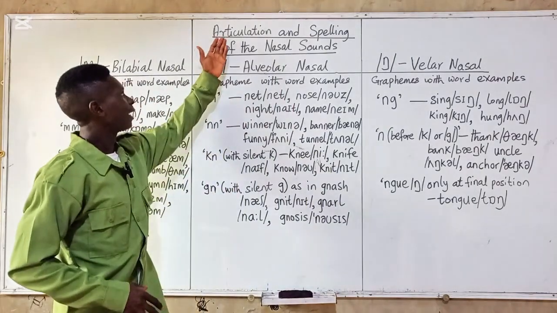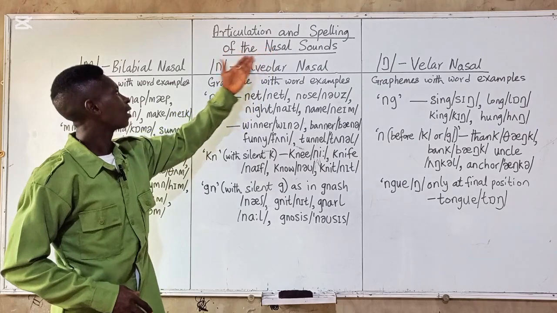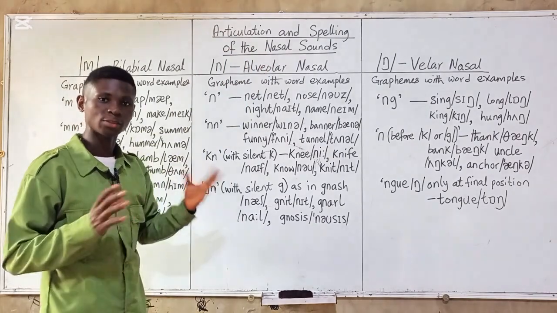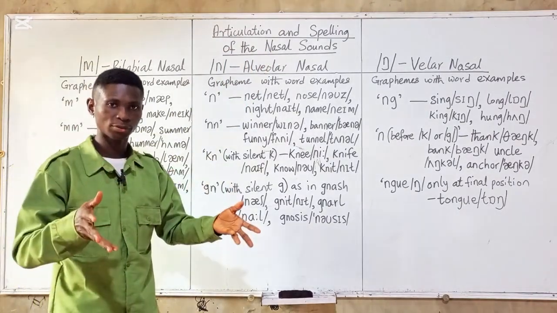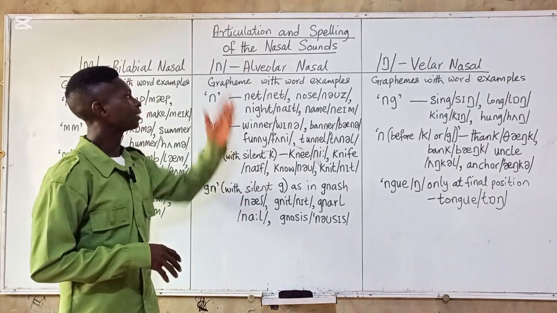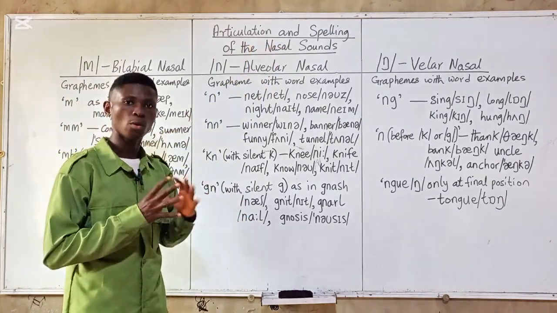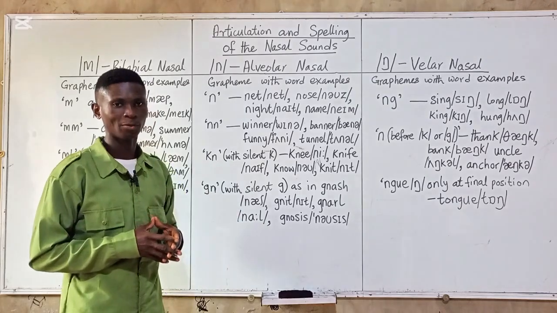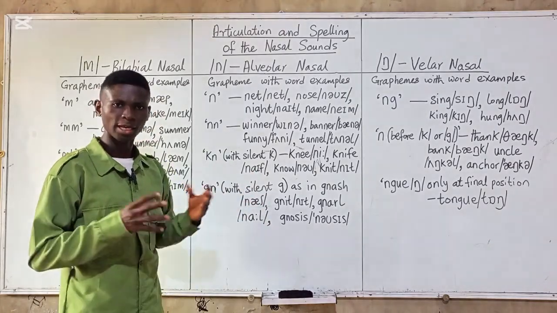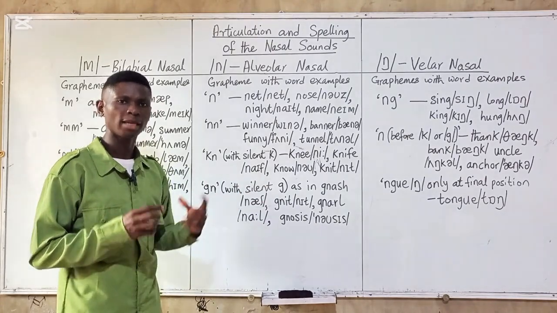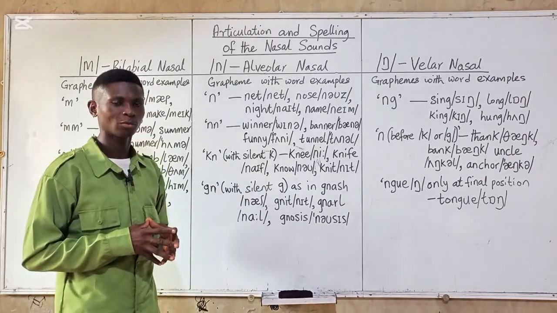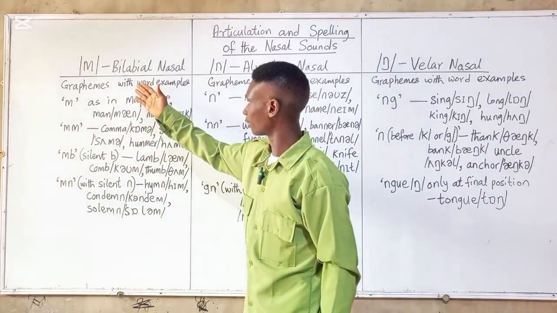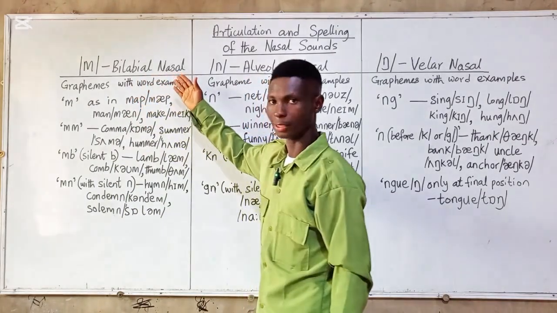So we have here articulation and spelling of the nasal sounds. Articulation has to do with how to produce the sound. Spelling has to do with the letters of the alphabet that can suggest the sound. If you see this particular letter, it means that you're likely to have a nasal sound there. Right, so the first nasal sound we want to consider is the bilabial nasal.